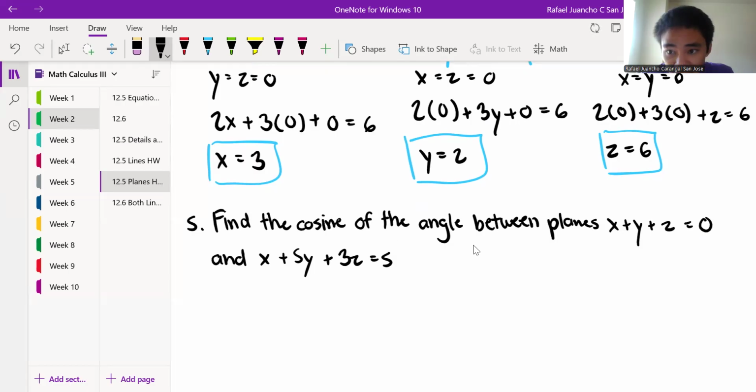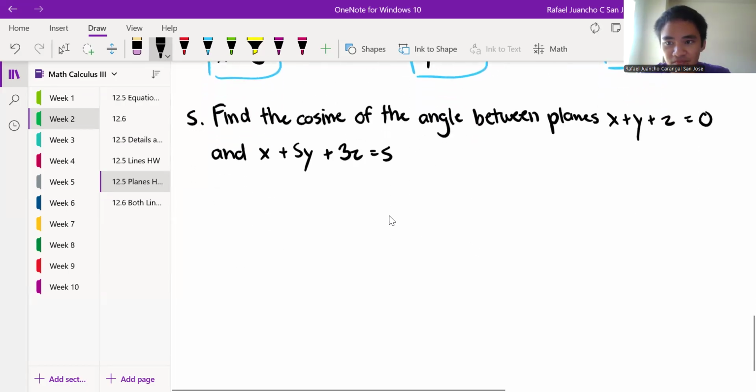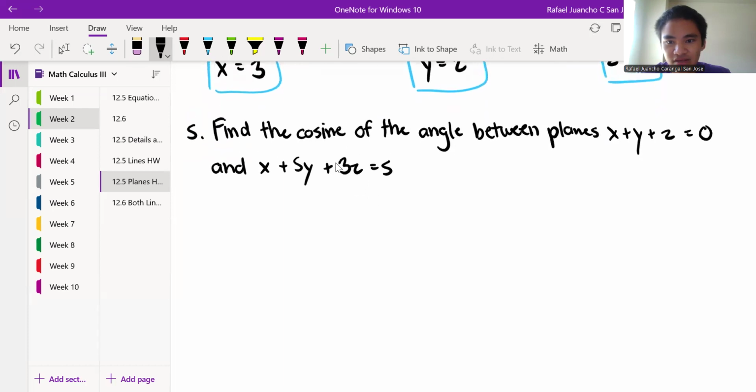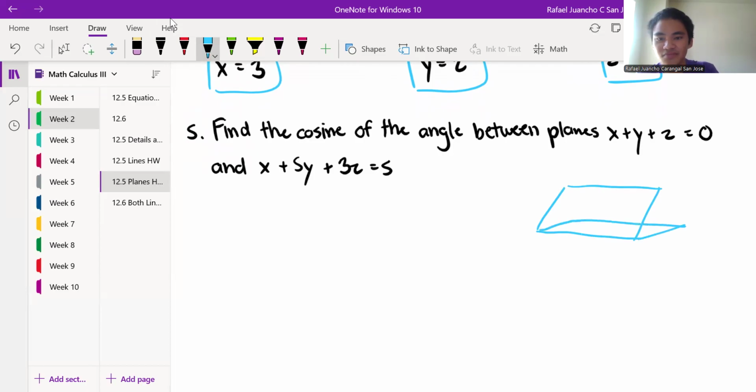So here it's not about finding an equation of a plane. This one is finding the angle between planes. So what does that mean? It actually means that both of these things intersect. So these two planes intersect. So one plane is, I don't know, like that. Another plane is like this. And so they intersect, right?